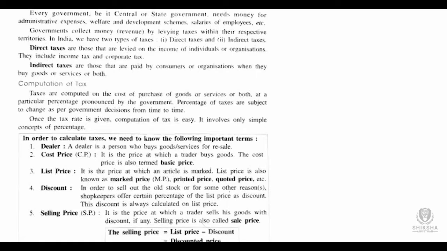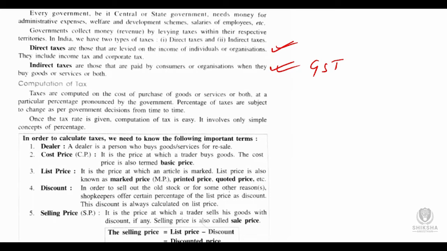Direct taxes are those that are levied on the income of the individuals, whereas indirect taxes are those that are paid by the consumers or the organizations when they consume a product, when they buy a product. GST comes here. GST is an indirect tax.